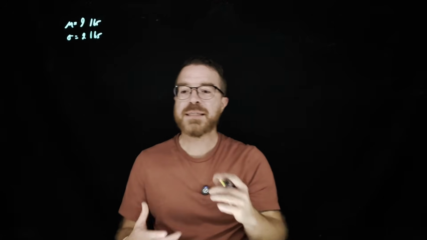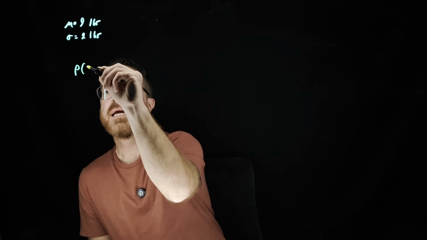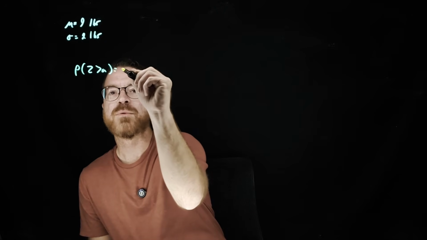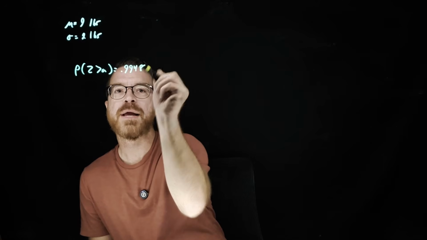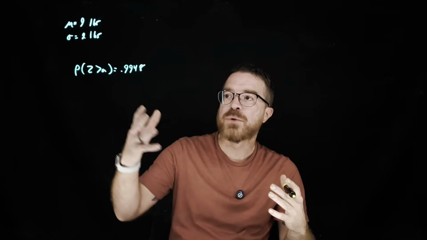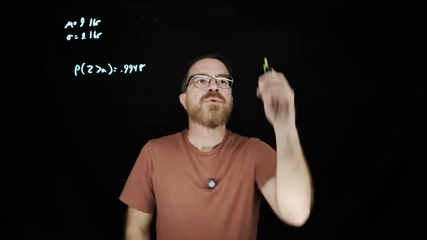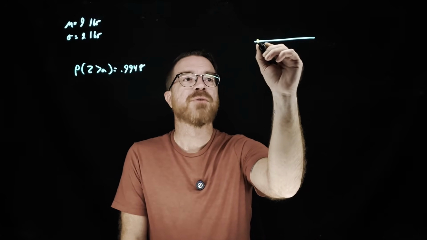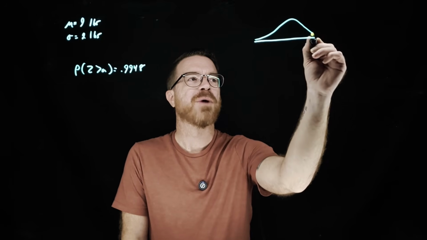So if you were to encounter a problem like this, what is it asking us to find? Well, it says that we have the probability Z greater than A equals 0.9948, and we want to find the actual weight, or the X value, where this is true. So the first thing we're going to do is consider that this is an inverse probability problem.